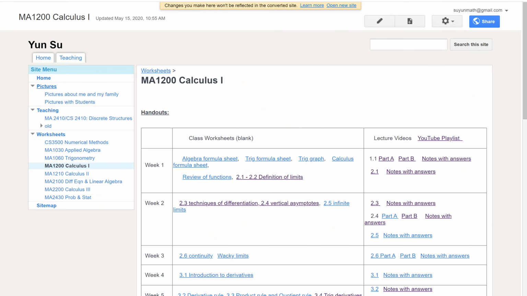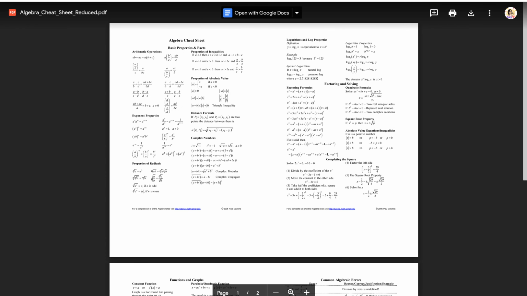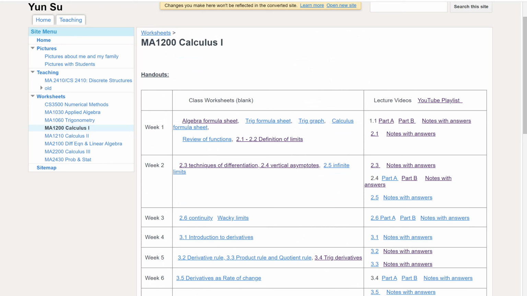Let me show you here. On my website, if you click Calculus 1, you can see all of my class worksheets and the videos and the notes with answers. Here I give you some algebra formula sheets, trig formula sheets, and calculus formula sheets. So a lot of formula sheets. Please go over all of them and make sure you know what those formulas are. For some commonly used formulas, please memorize them. Because we're building a house, we have to make sure we have a good foundation, then we can build more and more levels on top of it.